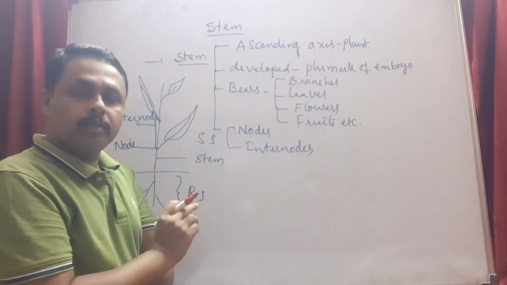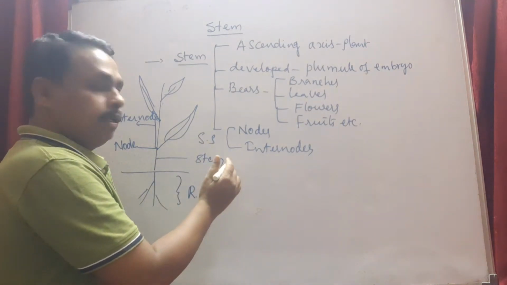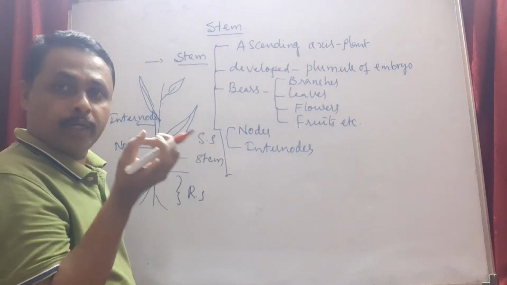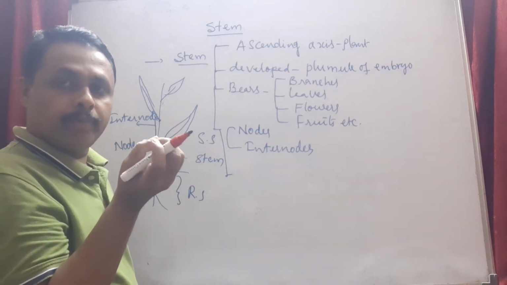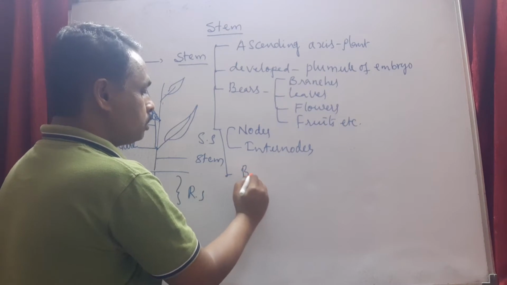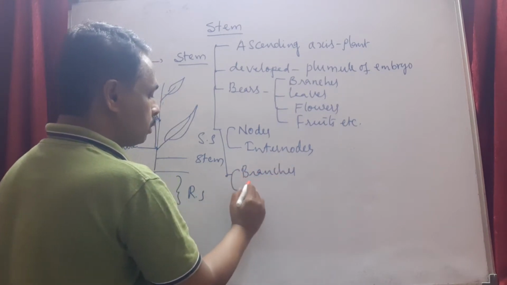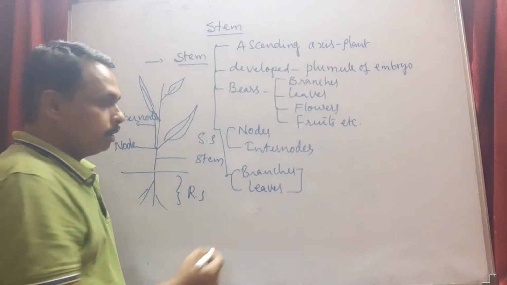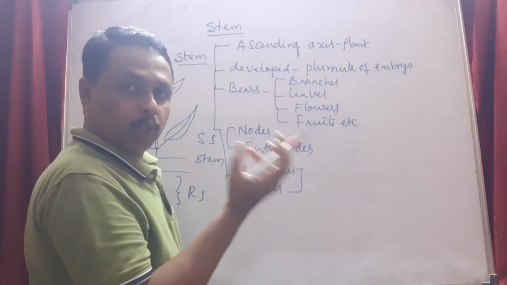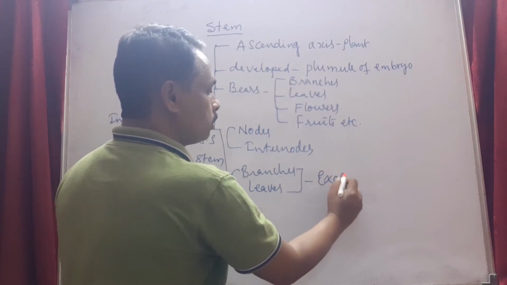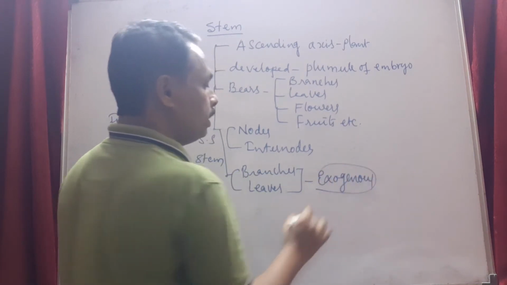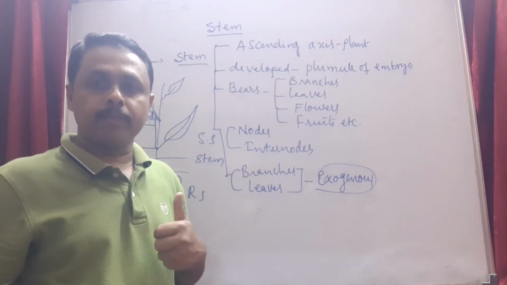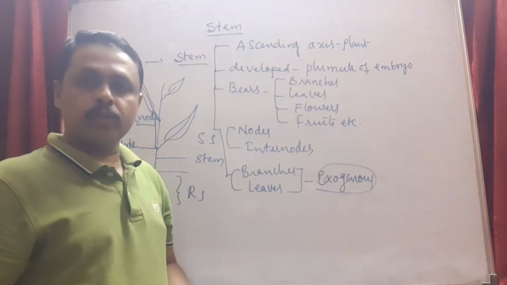Next, when you look at the plant, leaves and branches are developed from this part. The origin of leaves and branches will be exogenous in origin. The branches and leaves are developed from the surface of the stem. Therefore that origin is called exogenous, because exogenous means they are developed from the superficial parts of the plant, that means the stem.